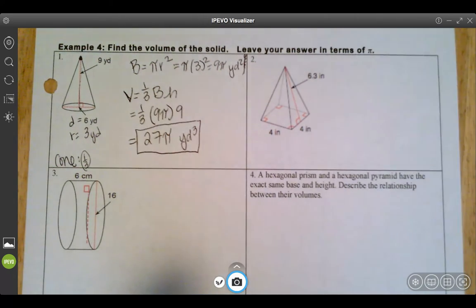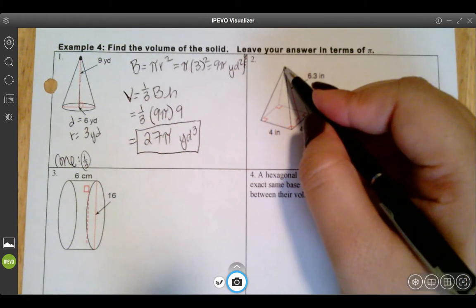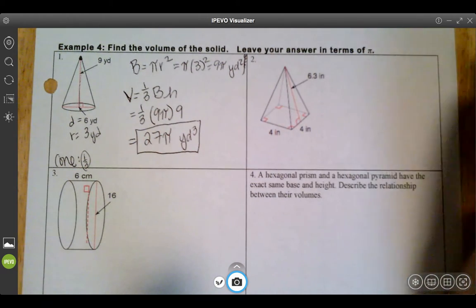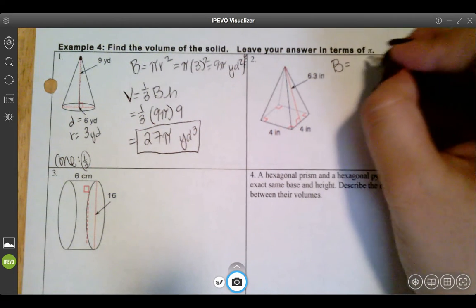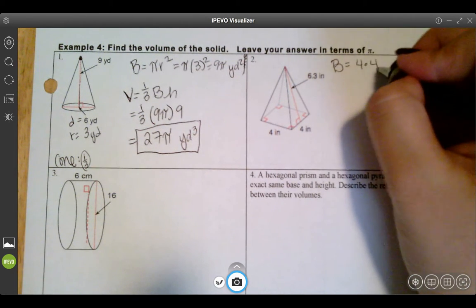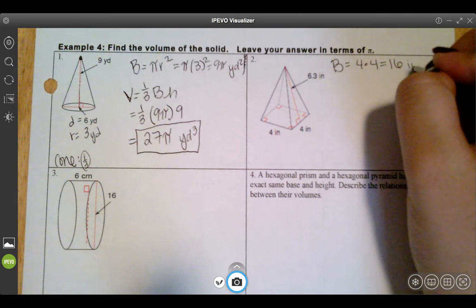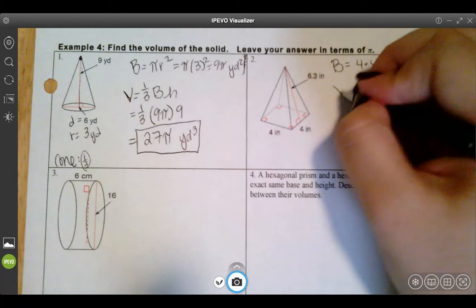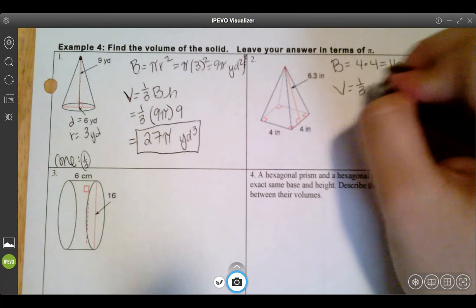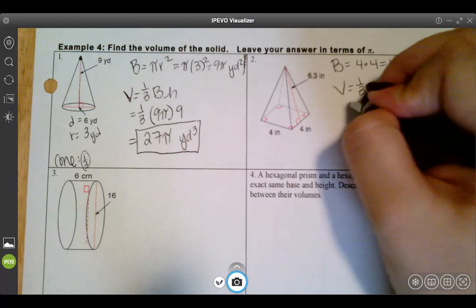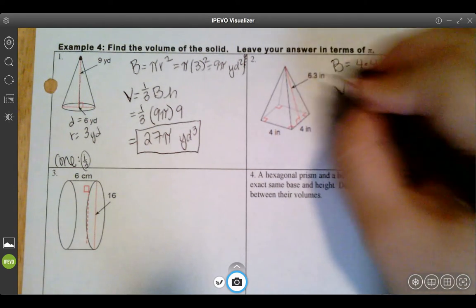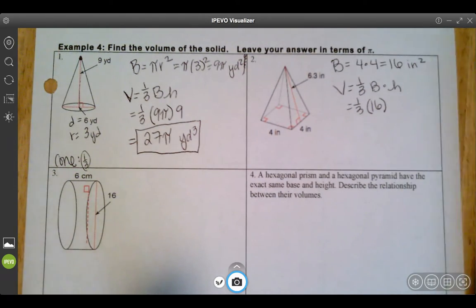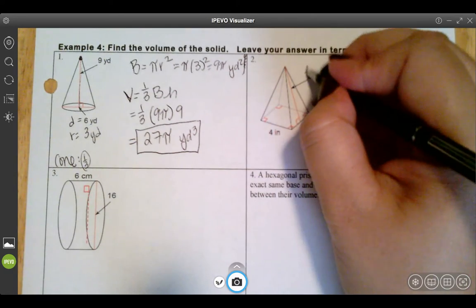For number 2, we'll also find the volume. This is again a pyramid, so this is going to be a 1/3 formula. Our base is a square, so let's start with our base, which is 4 times 4, or 16 square inches. For the volume, we're going to use 1/3 base times height. That is 1/3. Our base is 16. Our height, we don't actually have it yet. This is the slant height.